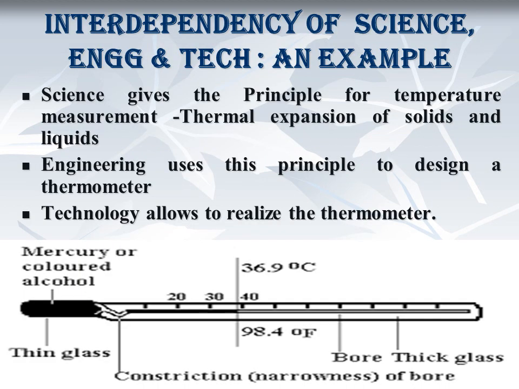The interdependency of science, engineering and technology is explained with the help of an example of a thermometer. Here, science gives the principle for temperature measurement, that is the thermal expansion of solids and liquids, whereas engineering uses this principle to design a thermometer and technology allows us to realize the thermometer.